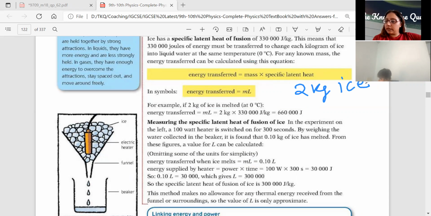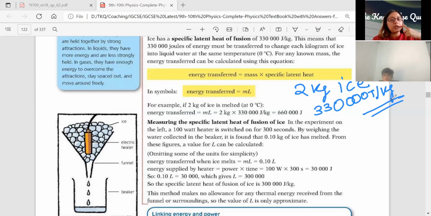Okay. And that ice, the latent heat for ice is 330,000. How many zeros? 1, 2, 3, 4 zeros. I made one extra zero, I'll just remove that. That is your latent heat of fusion.